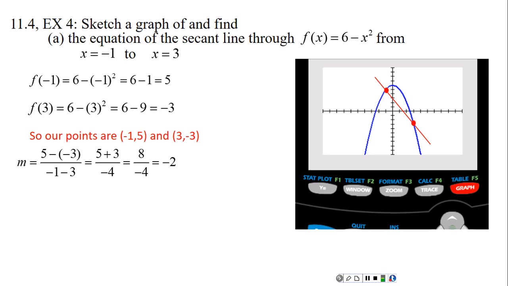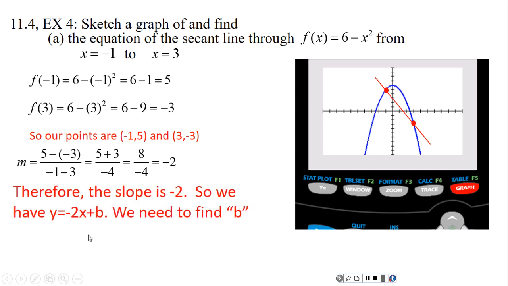So the slope of the secant line is -2. And remember, secant line means you have 2 legitimate points and it's cutting through the parabola twice. Okay. Once you have the slope, then in the equation y equals mx plus b, we can replace that m right there with a -2. So we have y equals -2x plus b. We just need to find the b value.